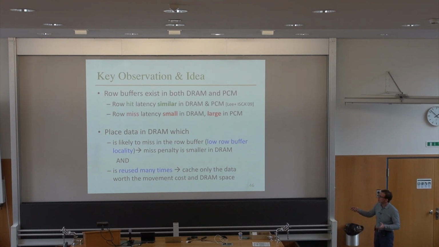You may actually miss in the row buffer once and twice, and that's it. You don't access that row again. You don't want to move that data from phase change memory to DRAM because you're not going to access it again, right? So you need to take into account reuse as well as the access pattern.